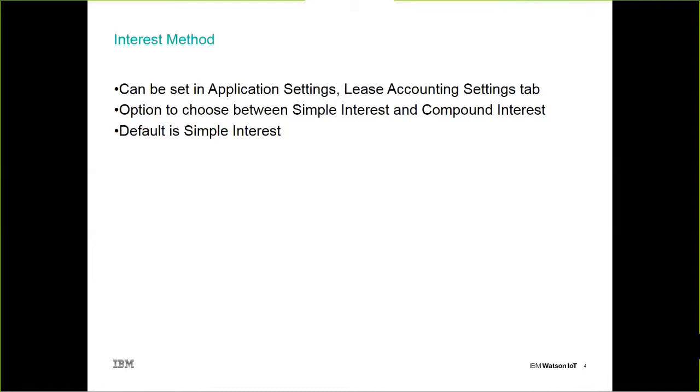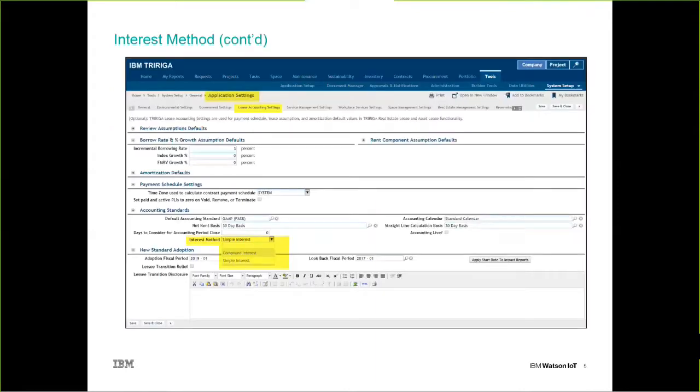And by default out of the box, the default would be simple interest, and if for some reason the field is left blank, the calculation would be done as simple interest as well. So you can see this is the screenshot that I took of the application settings record. It's on the lease accounting settings tab, and you can see there that the interest method has two options. You can either choose whether it's going to be simple interest or compound interest.